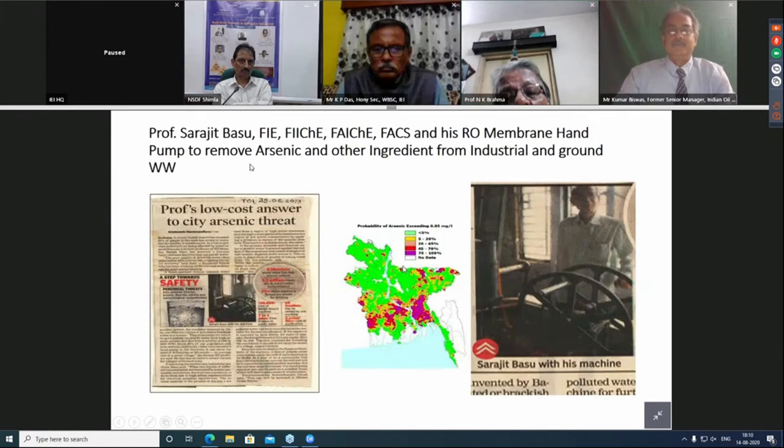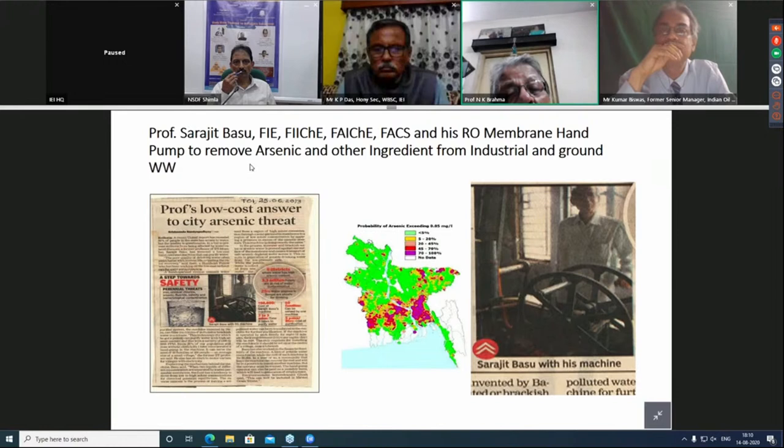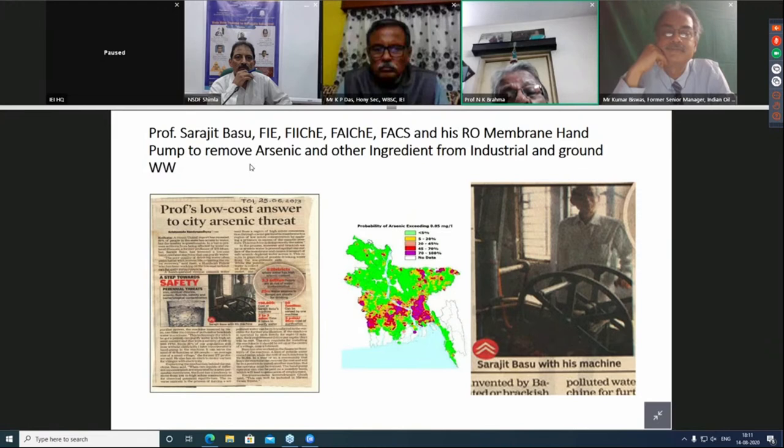Next slide. Yeah. Now my guru, Professor Basu, is there, along with his hand pump, and he is describing how the hand pump is moving. His representation has already been published in the Telegraph, and it is one of the cost-effective membrane systems that can be utilized in villages. The reason is that this membrane pump can be utilized to decontaminate arsenic, one of the biggest challenges in our society as well as in Bangladesh, where arsenic is creating tremendous human health hazards and causing cancer.